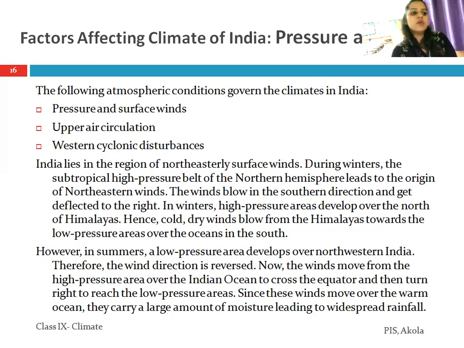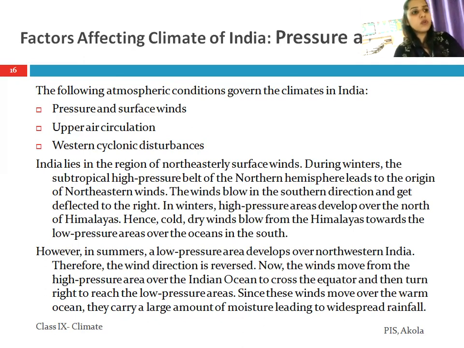Children, please note, India lies in the region of northeasterly surface winds. During winters, the subtropical high pressure belts of the northern hemisphere leads to the origin of northeastern winds. The wind blow in the southern direction and get deflected to the right. In winters, high pressure areas develop over the north of Himalayas. Hence, cold, dry winds blow from the Himalayas towards the low pressure areas over the oceans in the south.